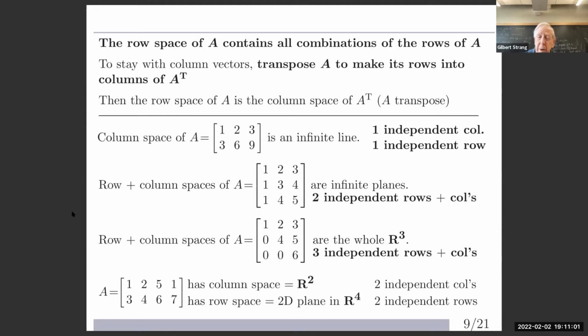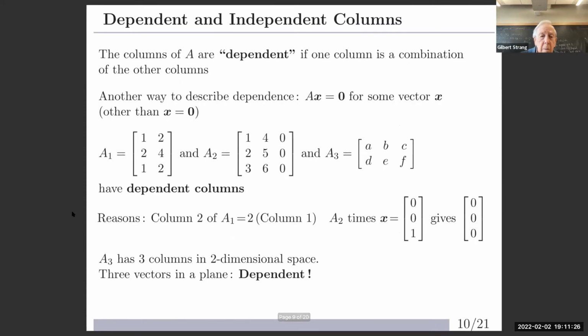So what ideas do we have so far? Independent columns and dependent columns, independent rows, dependent rows. And now the word rank is the number of independent columns. For one matrix, the rank was 2. For the other matrix, the rank is 3. Okay, let's go on to the next slide and see more examples.